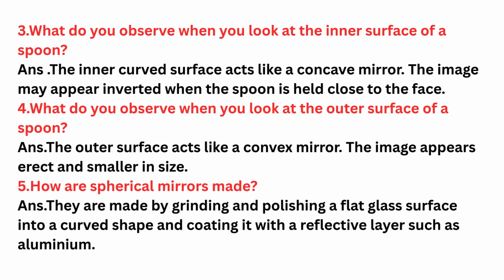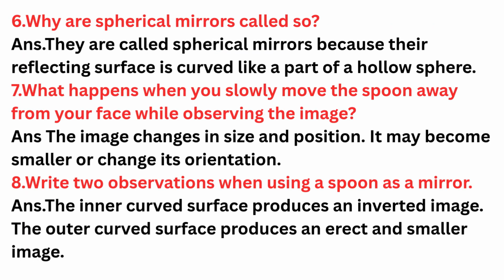Question number 5. How are spherical mirrors made? Answer. They are made by grinding and polishing a flat glass surface into a curved shape and coating it with a reflective layer such as aluminium. Question number 6. Why are spherical mirrors called so? Answer. They are called spherical mirrors because their reflecting surface is curved like a part of a hollow sphere.